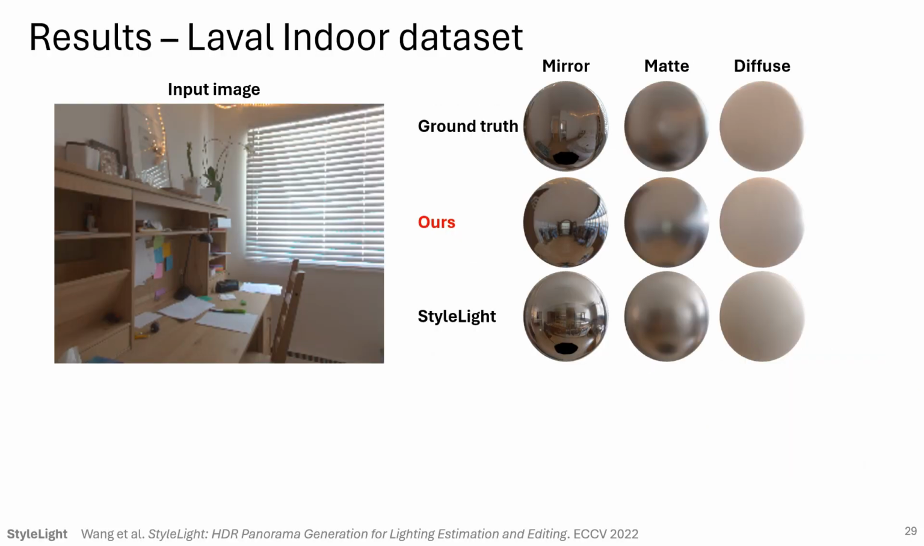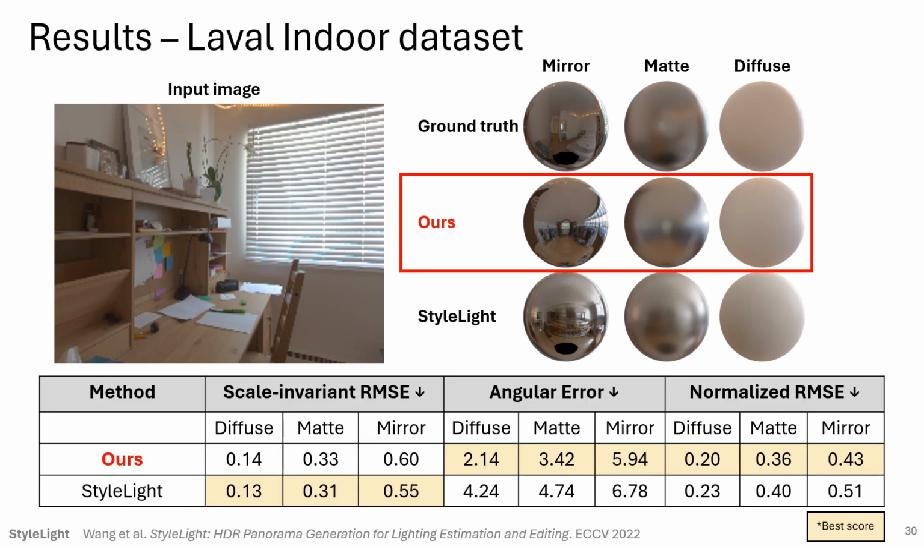We compare our method with StyleLight, the state-of-the-art, on the Laval indoor dataset, which StyleLight was trained on. Following a standard protocol, we render mirror, matte, and diffuse balls under the predicted HDR maps and compare them to the ground truth. Our method significantly outperforms StyleLight in angular error and normalized RMSE and remains competitive in scale-invariant RMSE.